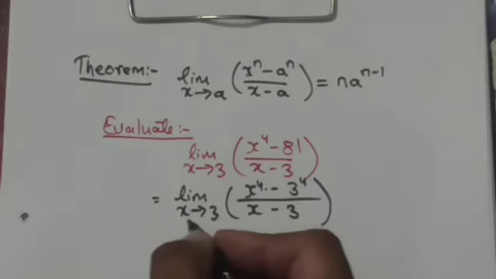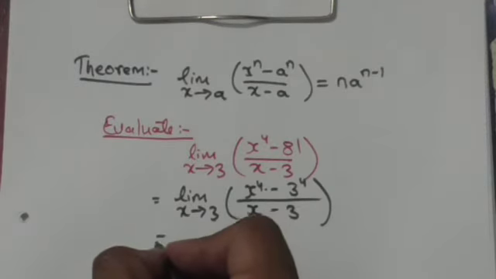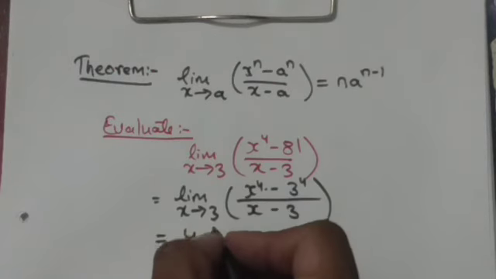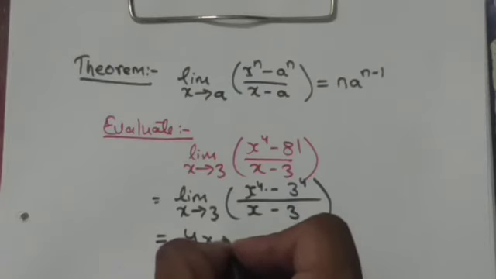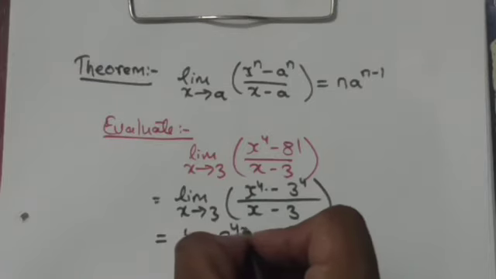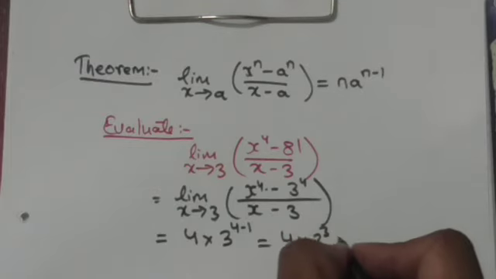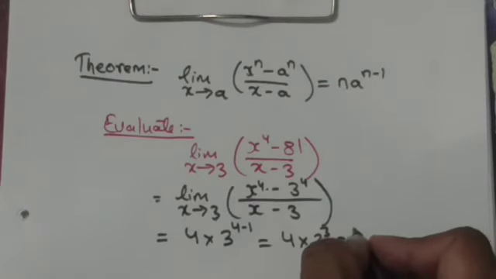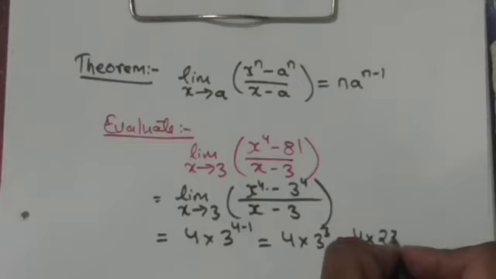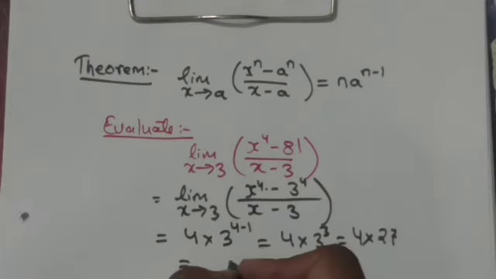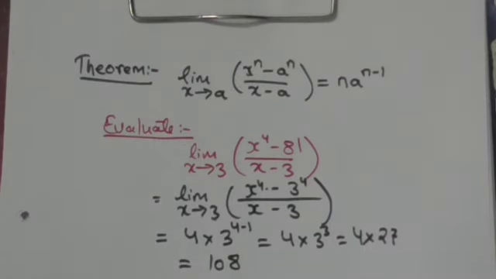So when we apply this theorem here, then this limit will be equal to 4 into 3 raised to power 4 minus 1, and it is equal to 4 into 3 raised to power 3, and it is equal to 4 into 27, and it is equal to 108, right? So in this way, by using this theorem, we can solve the problems related to limits. Now we will solve one more question based on this theorem.